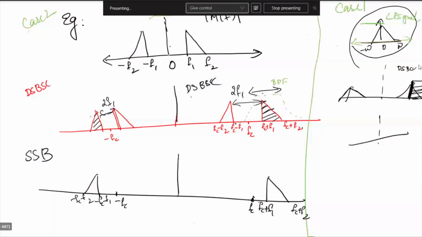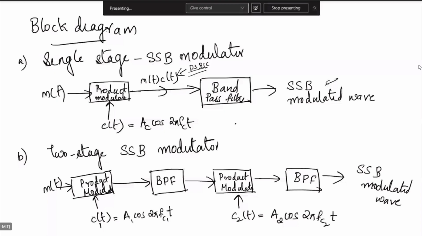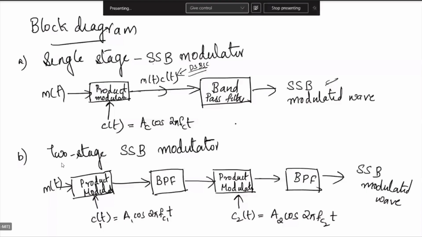So these are the two constraints on the band pass filter. Now, why two stages? This is a one stage SSB modulator, and this is a two stage SSB modulator. This is to actually shift the signal to a higher frequency. Instead of directly modulating it to a much higher frequency, which is very high compared to the message signal, we do it in two stages.